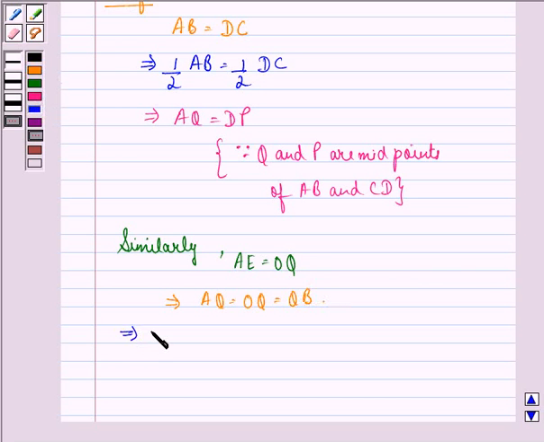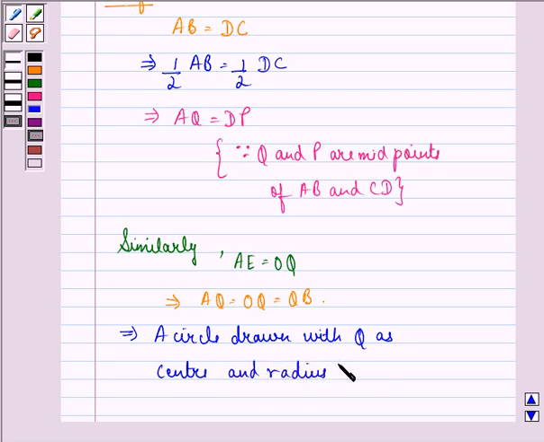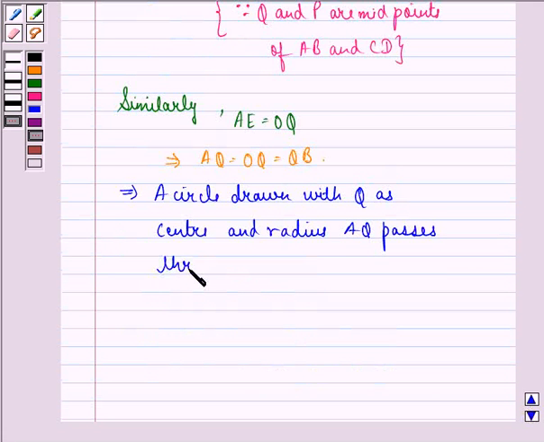This implies a circle drawn with Q as center and radius AQ passes through A, O and B.